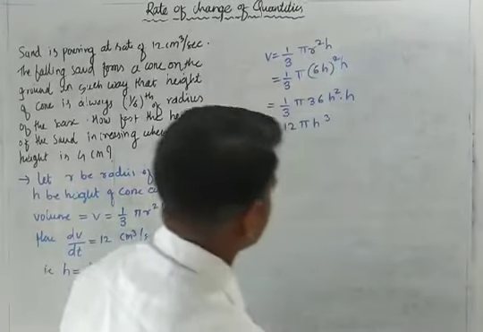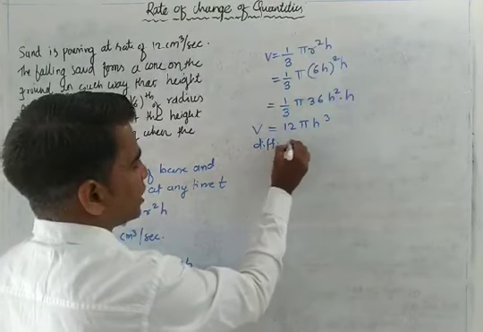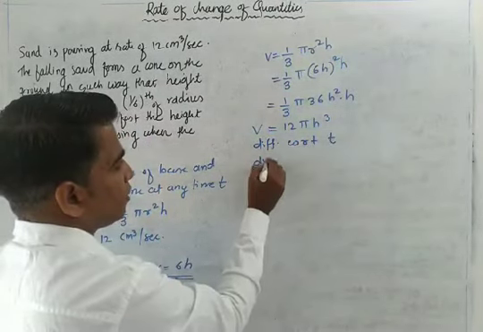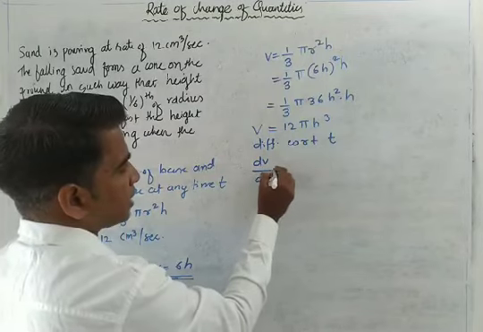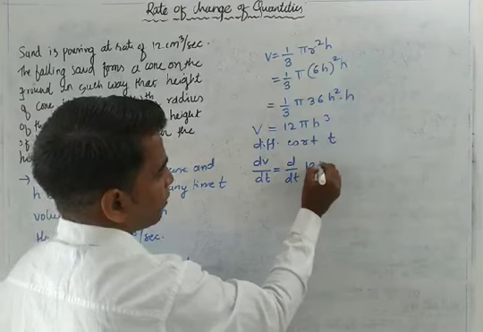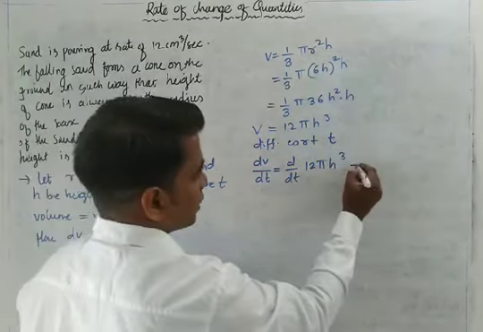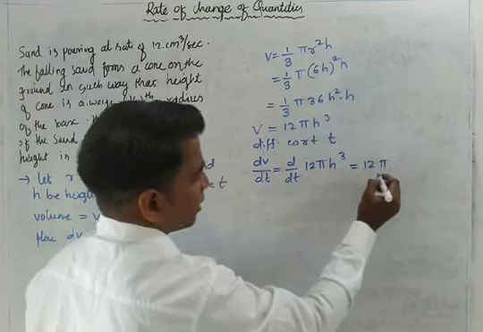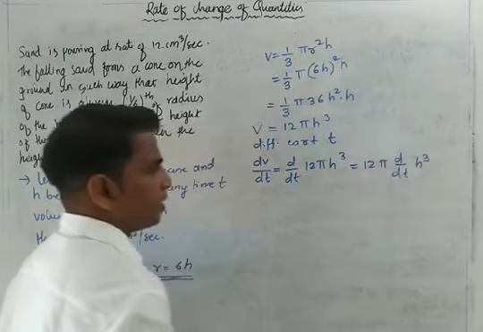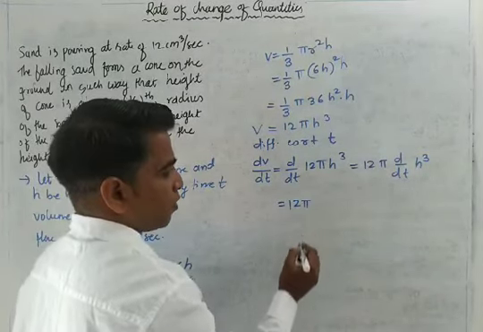Now we will find the derivative of this function with respect to time t. So differentiate with respect to t. Therefore dV by dt is equal to d/dt of 12 pi h cube. Now 12 and pi are constant terms, we will take them outside and we will find d/dt of h cube. Again we will use here the x raised to n formula of derivative.